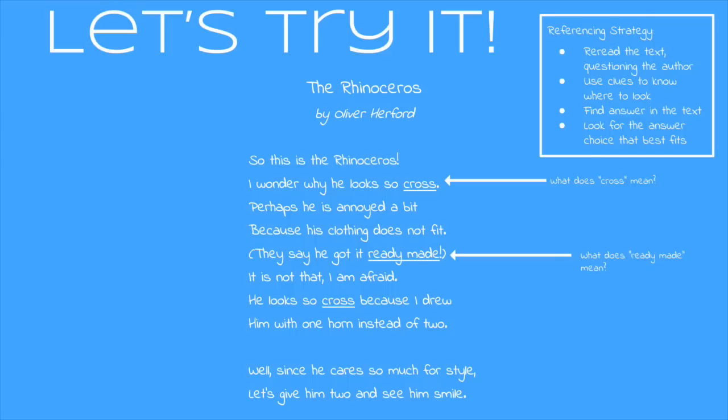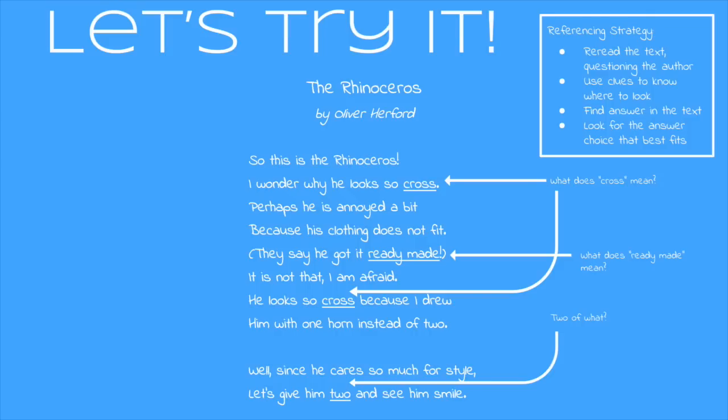Here's that word cross again. I'm going to underline it here because it's important to see both places where I found it. I'm going to draw an arrow back to the first question though, because that works here too. Now I'm going to keep going. Well, since he cares so much for style, let's give him two and see him smile. I obviously know what the word two means, but I find it a little weird that the author doesn't say two of what. So I'm going to write that question here. Let's give him two of what, because I need to know.